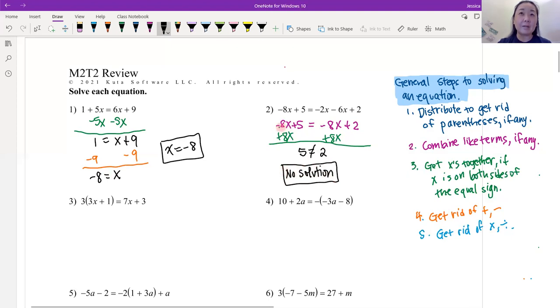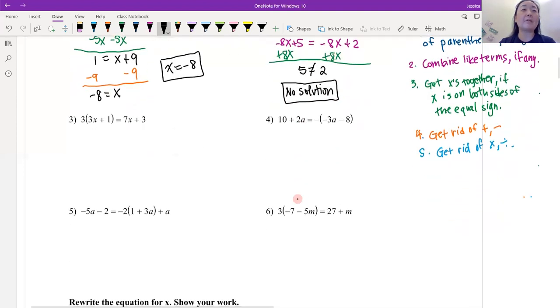Because if you notice, if it's negative 8x, whatever that is, and we add 5 to it, it will never be the same as the same negative 8x, and we add 2 to it instead. They're never going to be equal, right? So here we just get no solution. It's a problem that has no answer.